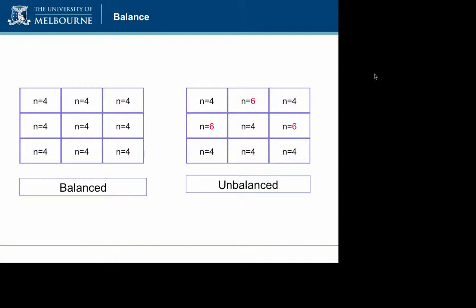The samples can also be either balanced or unbalanced. Balanced means that each subgroup has the same number of people in there, while unbalanced means that some subgroups are larger than others.